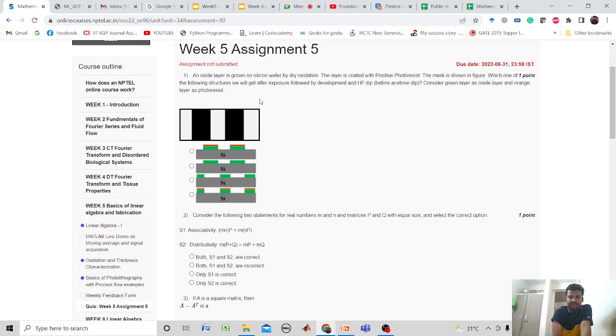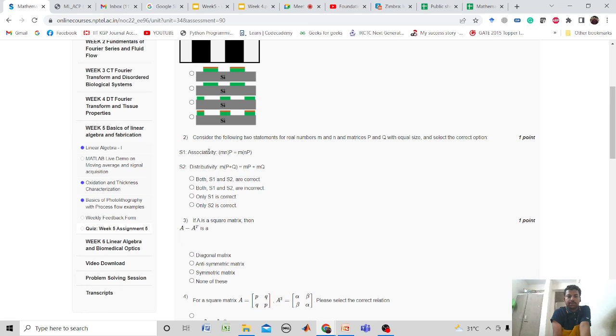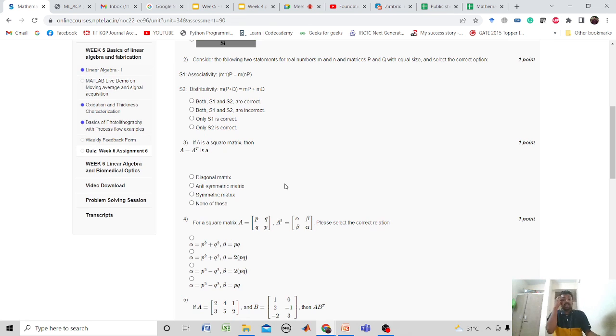These are some very simple problems. Consider the following statement for real numbers m and n and matrices p and q with equal size, and select the correct option. You all understand what associativity and distributivity are. Using the associative property of matrices and the distributive property of matrices, you have to solve this problem. Next, if A is a square matrix, then, I think you all know what a square matrix is. Similar types of problems were solved in the tutorial today, so kindly look into it.